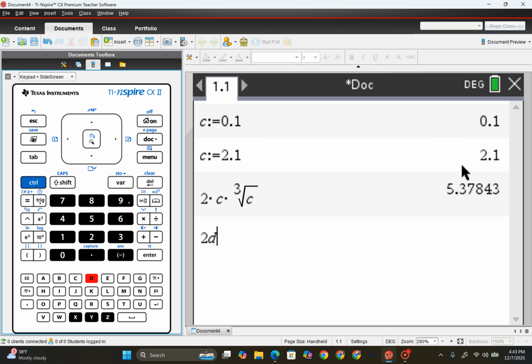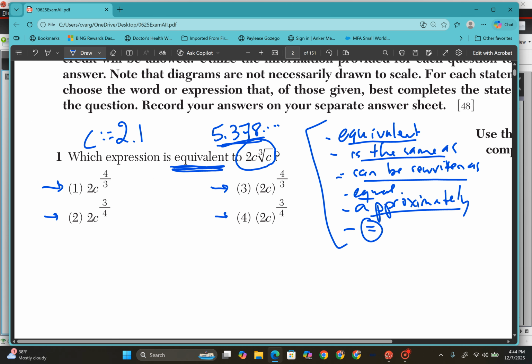2, oh, that's not c. 2c to the, which is the little mountain symbol. To get a fraction in the calculator, I hit Control Division. So I'm going to do 4/3. And if I get that answer, which I do, see that? So they are both the same thing. So this is also 5.378, which means that the answer choice that's correct is 1.